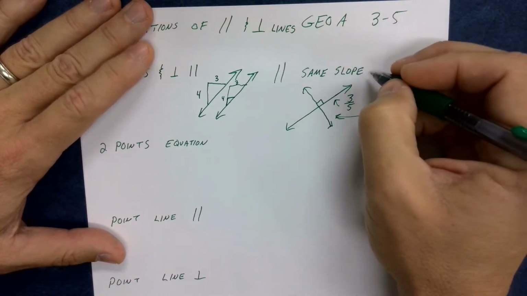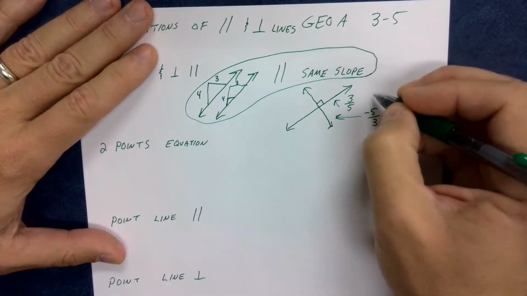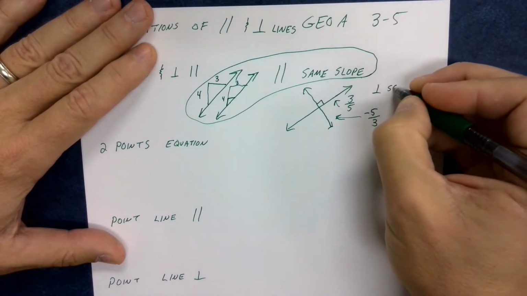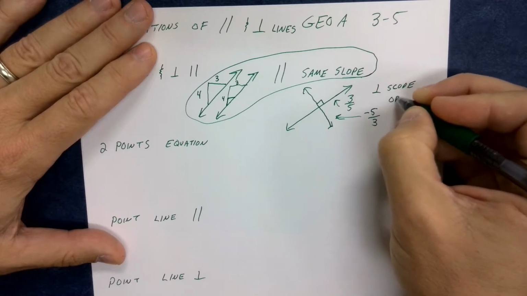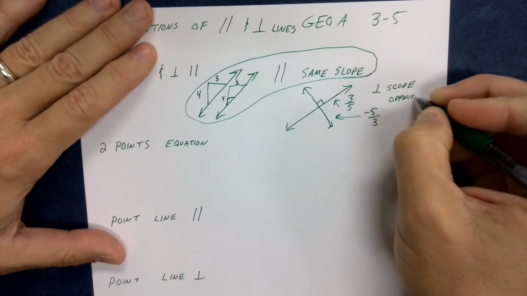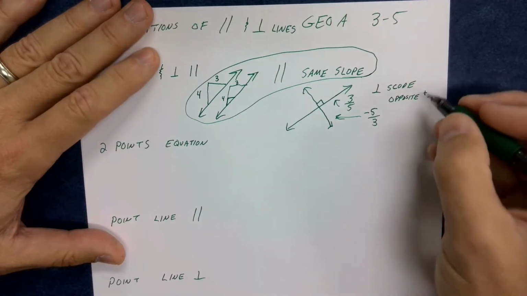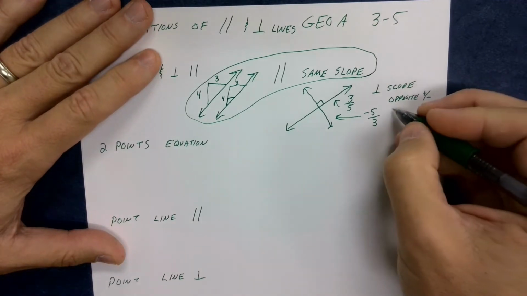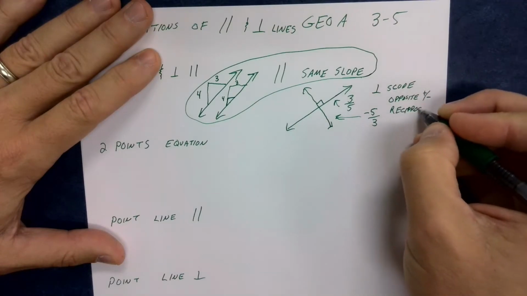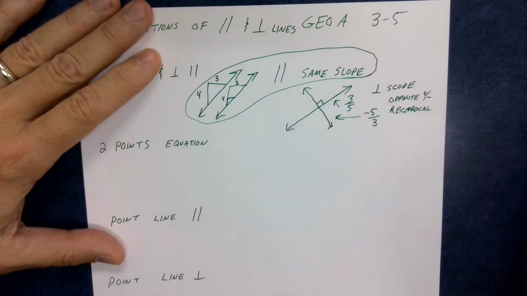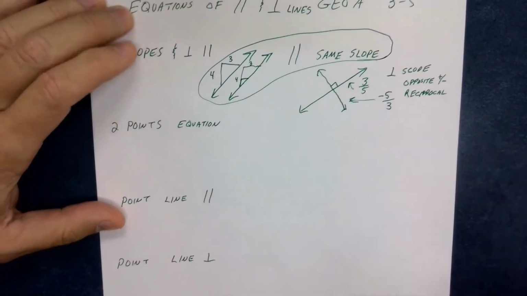So perpendicular, right, same slope was here. Perpendicular line slope is the opposite, and that means positive to negative, and reciprocal means to flip the fraction, right, from 3/5 to 5/3. So if the lines are perpendicular, their slopes are opposite reciprocals.